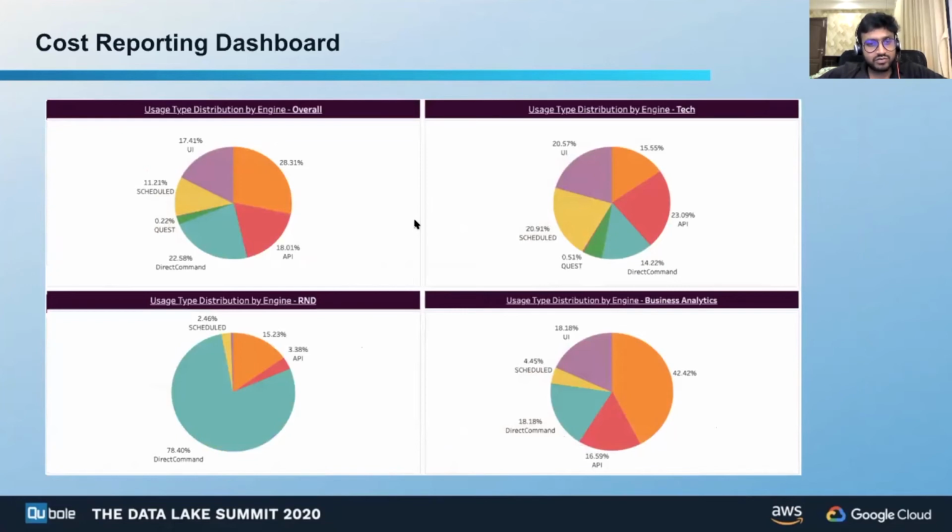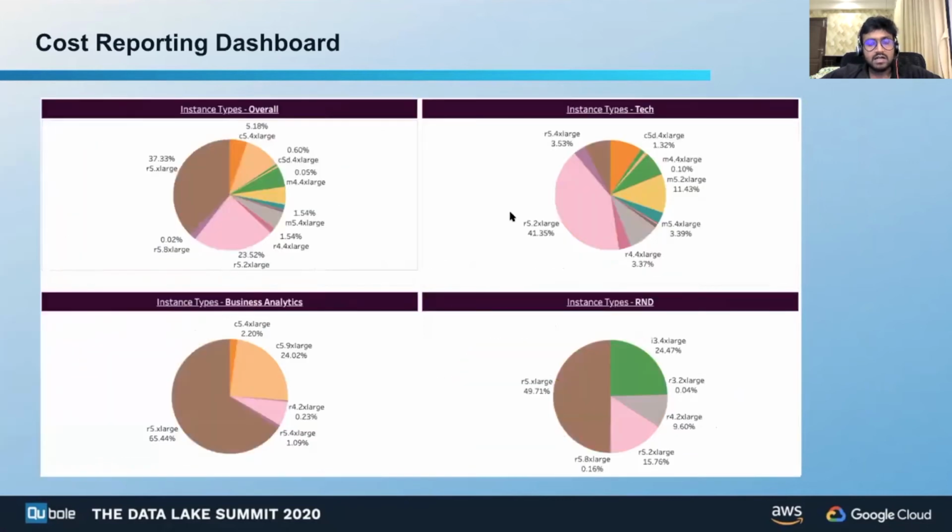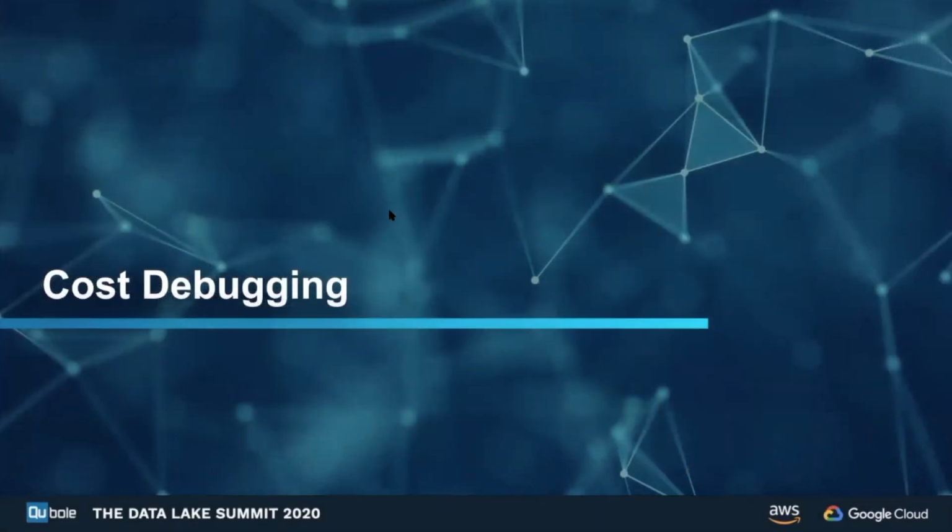This dashboard actually shows you how we have used our Qubole. So how much percentage of cost was attributed to API calls, how much was through UI, how much was through direct commands, scheduled commands, and stuff like that. This dashboard captures which instance types had attributed to how much cost, so you can segregate if some instance types are more used and some are lesser used, so that it helps optimize your type of instance. Now I hand over to Rohit for taking you through the cost debugging and wins section.